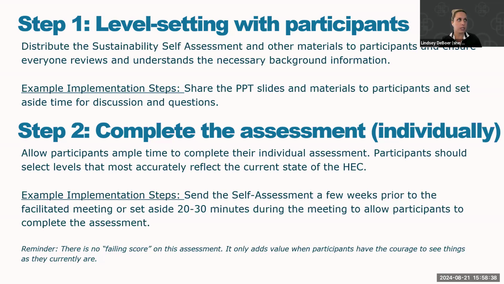And then for step 2, provide them with a full self-assessment and the individual scoring card, and allow your council members enough time to process and complete the assessment on their own. So they're able to really think through the different sustainability framework components and think about where they would score the council. And just note that there's no failing score. We're just getting baseline information to see where they feel the council is at and where their opportunity for improvement is.